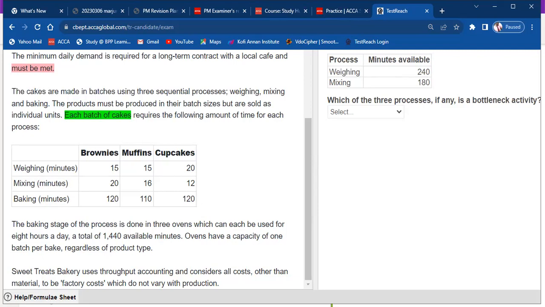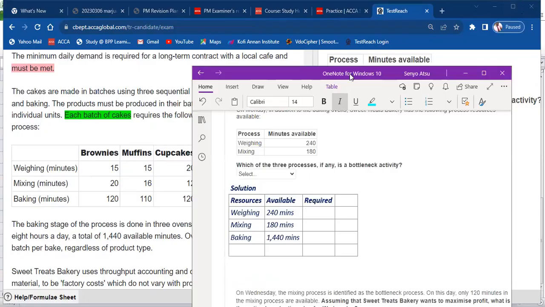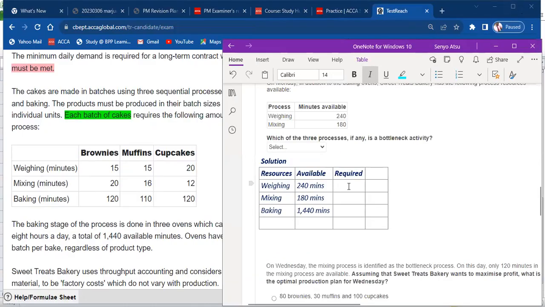So for brownies, I'm not doing 3.5, I'm doing 4 times 15 in weighing, and I'm doing 4 times 20 minutes in mixing, and I'm doing 4 times 120 minutes in baking.